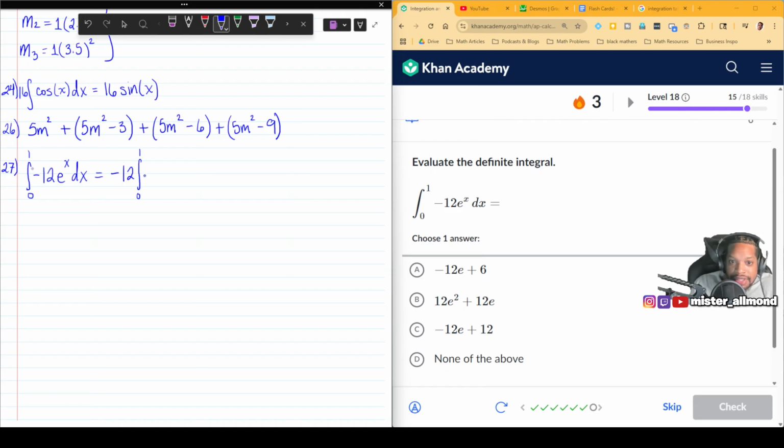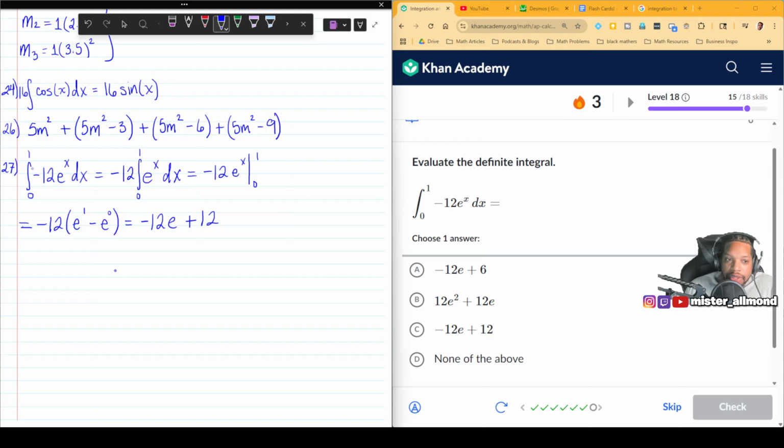All right, so that is the integral of e to the x dx, which is just itself. So that'll be -12 times e to the x evaluated from 0 to 1, which is just equal to -12 parentheses e to the 1 minus e to the 0, which is 1. So I could technically distribute that -12 to get -12e plus 12, because e to the 0 is just 1. So I'm getting answer choice C.